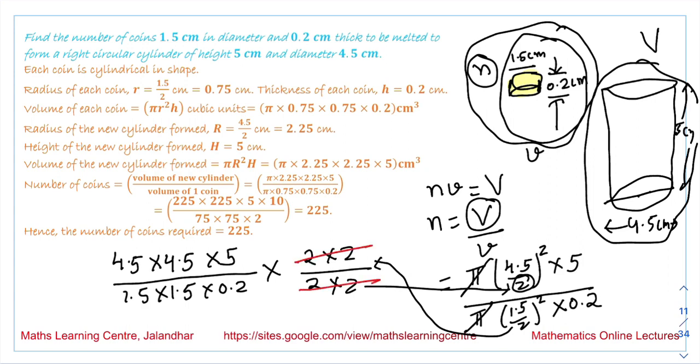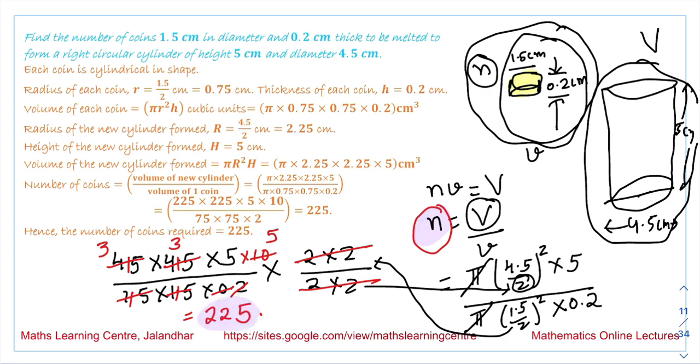So these 2s get cancelled. Then the decimals get cancelled. What we get is 15, 3 is a 45, 15, 3 is a 45. This decimal gets cancelled and we get 10 over here, and 2, 5 is a 10. So the answer we will get is 225, and this is the value of n, the number of coins required, equal to 225.